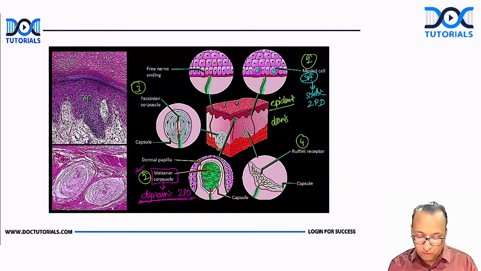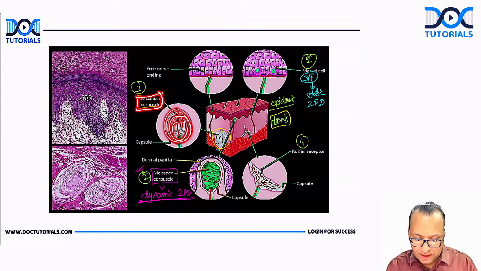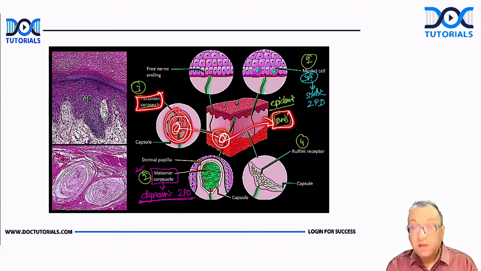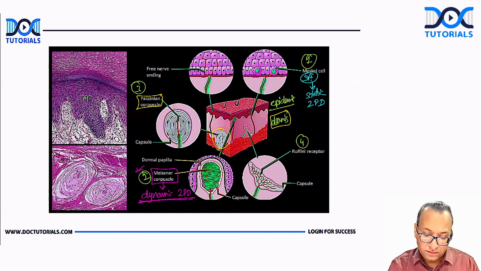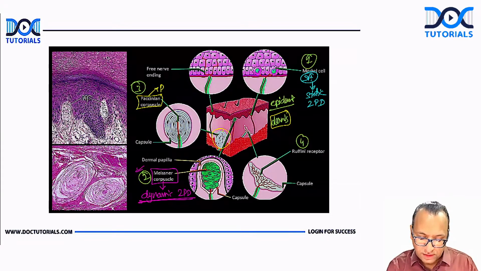If you are talking about number 3, that is the Pacinian. You will find it is in the deep dermis, as you can see. The Pacinian corpuscle has this onion skin kind of appearance, and it is present in the deep dermis. It is for pressure and vibration. P for P: Pacinian for pressure, and also for vibration.